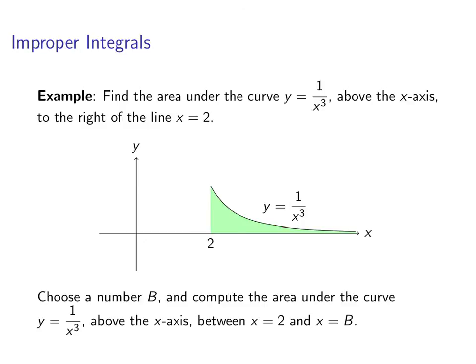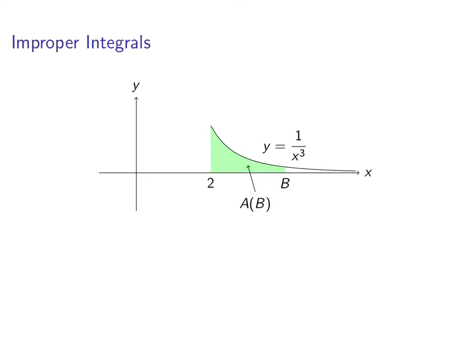So the way we'll do it is we'll choose a number b and compute the area under the curve y equals 1 over x cubed above the x-axis between x equals 2 and x equals b. So we'll impose a right bound. All right, here's the picture. So we're trying to compute the area A of b. So when we write A of b, then we're saying that the area is of the region between 2 and b.